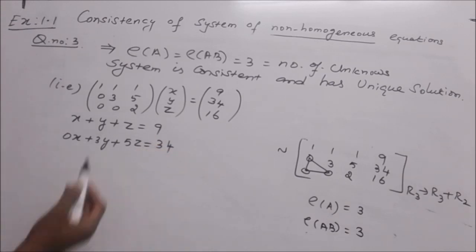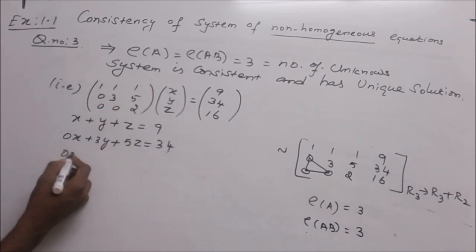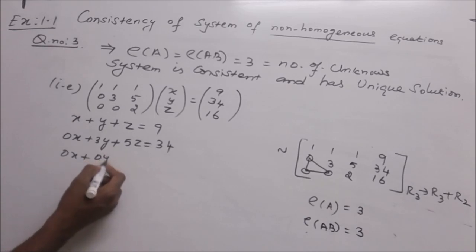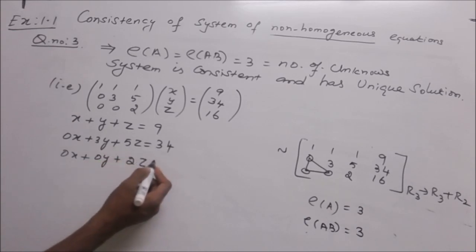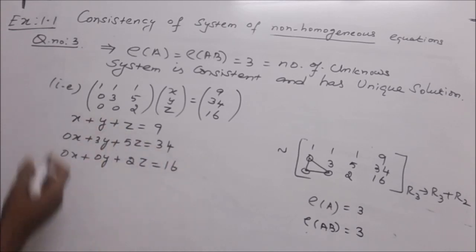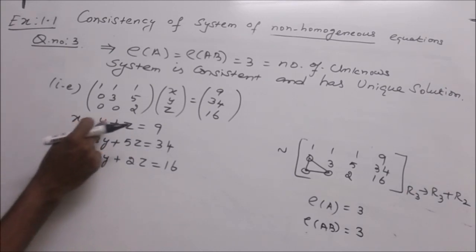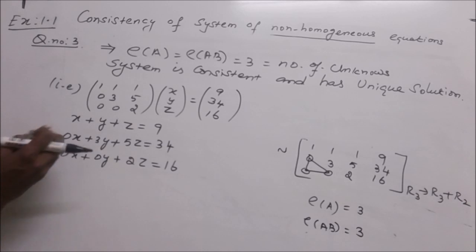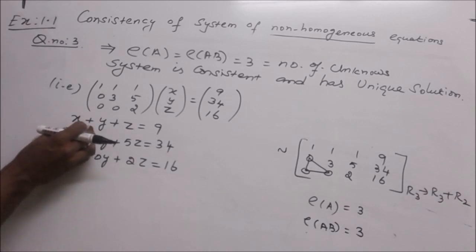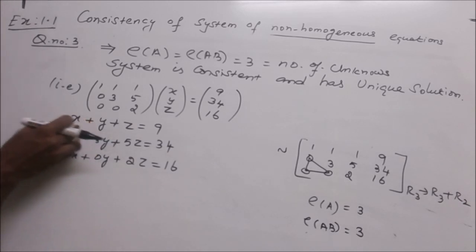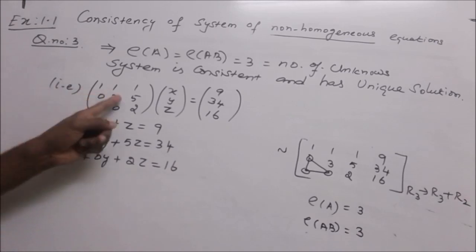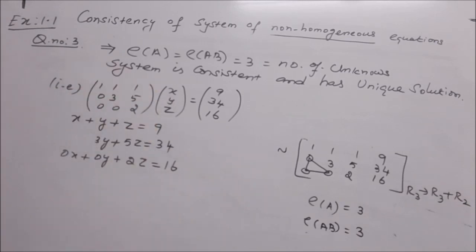And the third equation is 0x plus 0y plus 2z equal to 16. These are the three equations formed. In the first equation we have x, y, z. In the second equation, the coefficient of x is 0, therefore we can omit it. You can simply write the second equation as 3y plus 5z equal to 34.